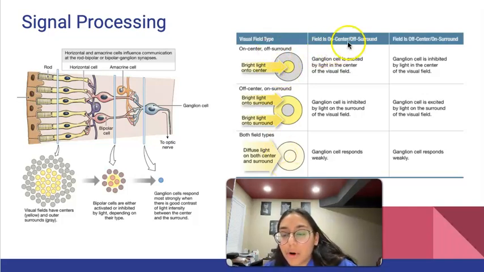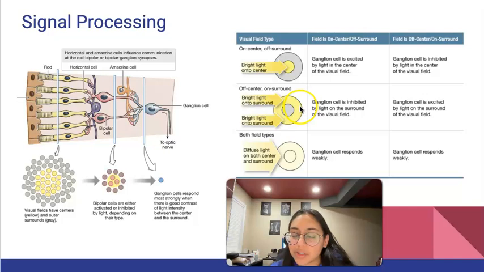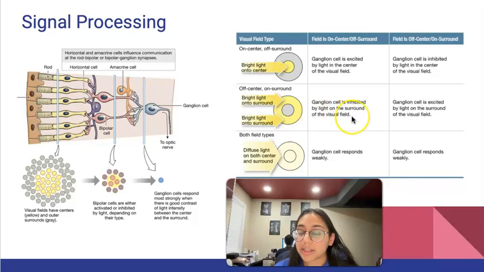So for an on-center, off-surround visual field, if bright light goes onto the center, the ganglion cell is excited. But for an off-center, on-surround visual field and bright light goes onto the center, the ganglion cell is inhibited. And then the opposite is true if the bright light goes onto the surround. If the field is on-center and off-surround, the ganglion cell is inhibited. But if the field is off-center and on-surround, the ganglion cell is excited. And then kind of the same thing when there is diffuse light or a weak contrast between the center and the surround, the ganglion cells respond weakly.